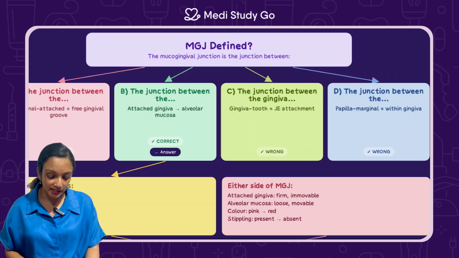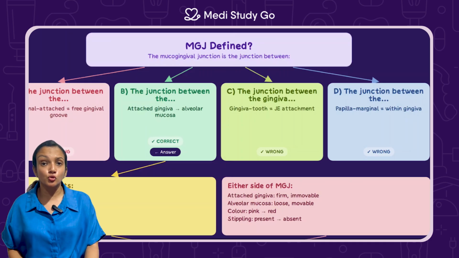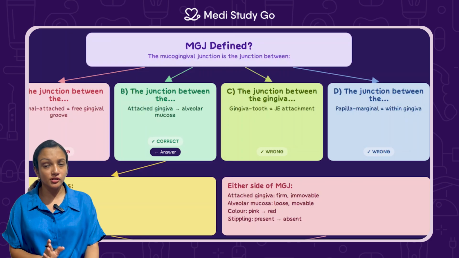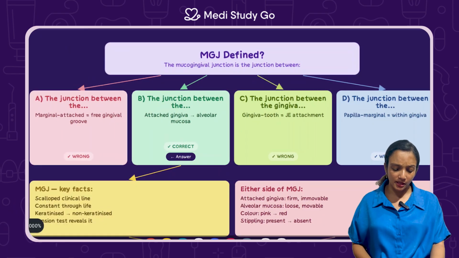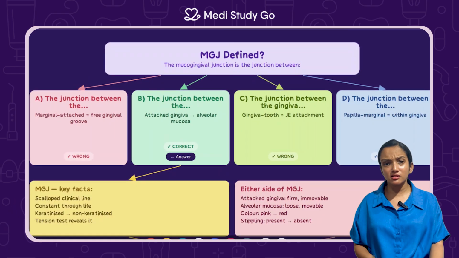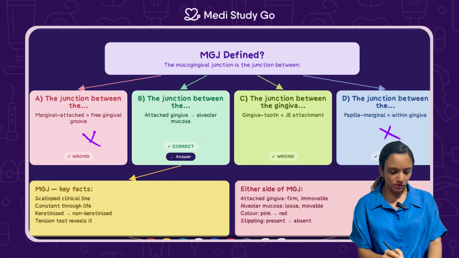Now why is option C incorrect? Because the junction between the gingiva and the tooth is the junctional epithelial attachment. We will be covering junctional epithelium soon in a topic. So for now, just remember this. Option D, the junction between the interdental papilla and the marginal gingiva. Again, this is within gingiva. It's an incorrect option. So the correct answer is this.